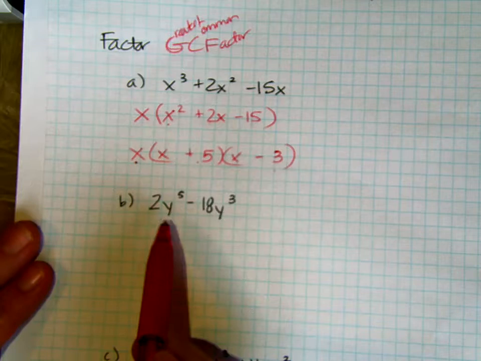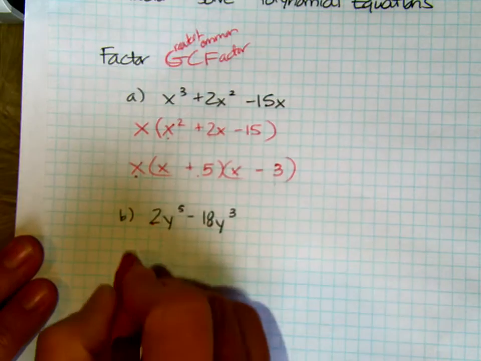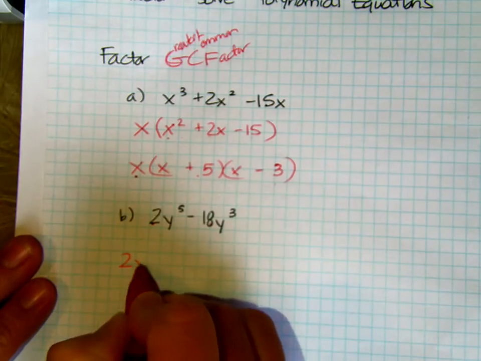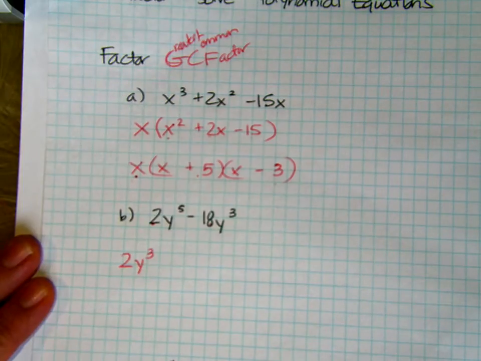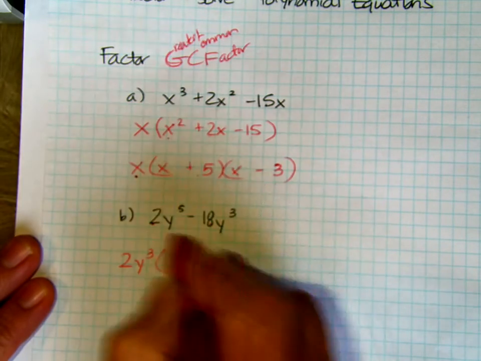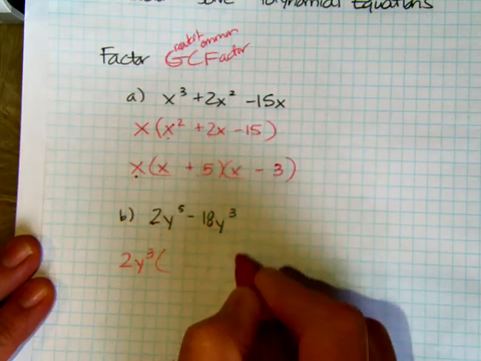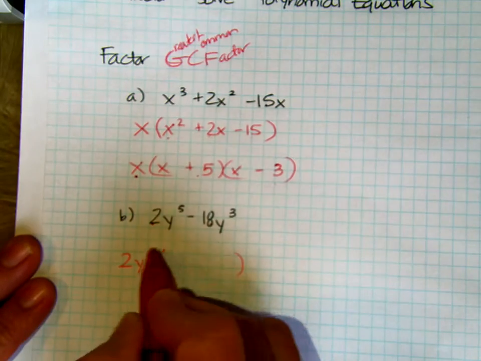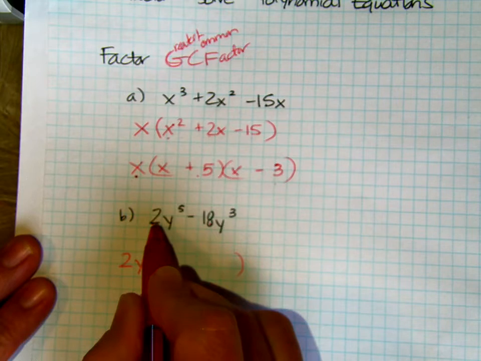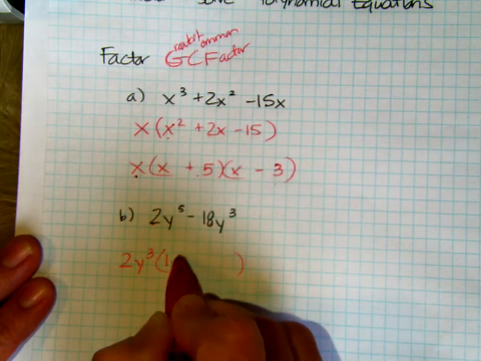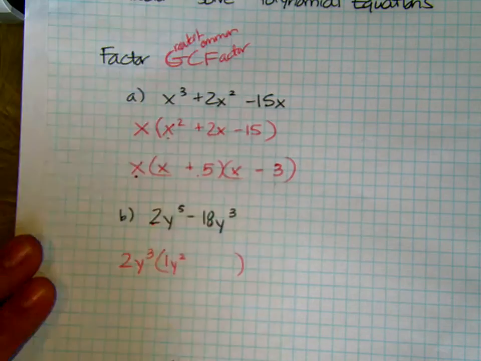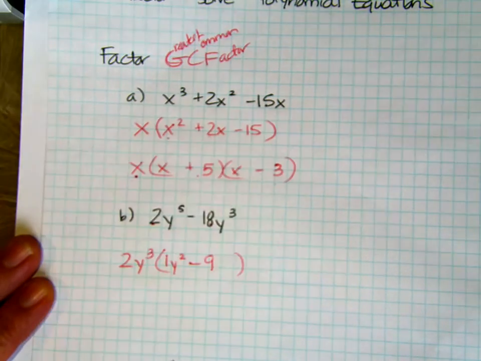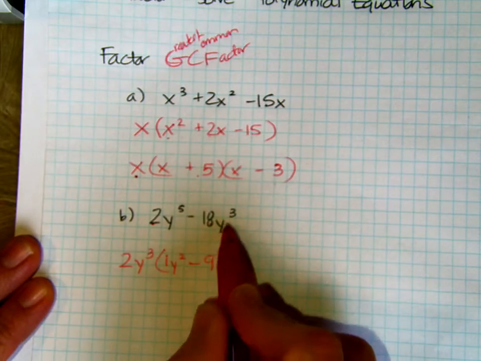Greatest common factor. What do 2 and 18 have in common? They have 2. What do a y to the 5th and a y cubed have in common? The greatest common factor would be a y cubed. So again, what would I need to distribute this to get a 2y to the 5th and 18y cubed? 2 times 1 would be 2. Y cubed times y squared would be y to the 5th. And then here I'd need a 2 times a 9 to get an 18, and a y cubed gives me a y cubed.